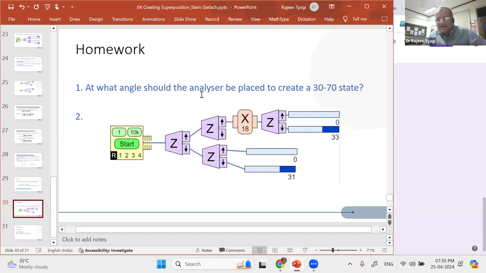The other homework is, if you really want to create a 30-70 state, you know how to write it: under root of 0.3 state up plus under root of 0.7 state down, all those kinds of things. At what angle do you place that analyzer? For those who are keen on doing some good mathematics, it's an offer from my side.